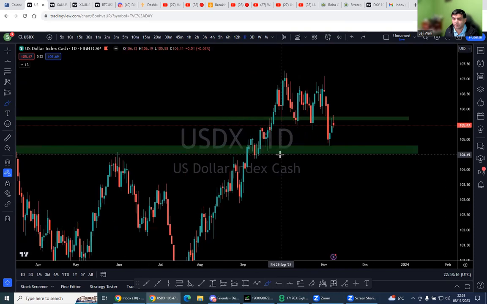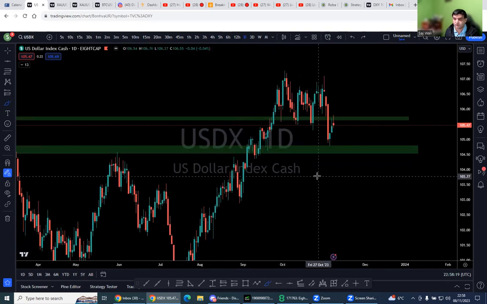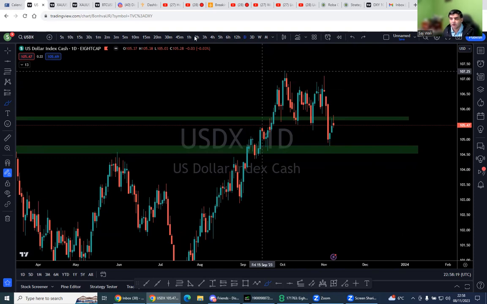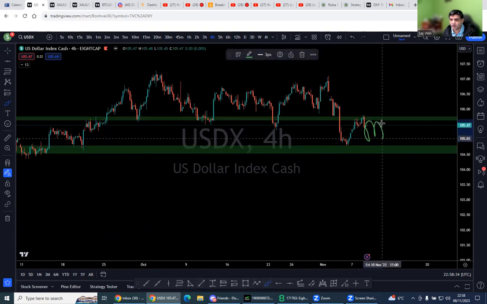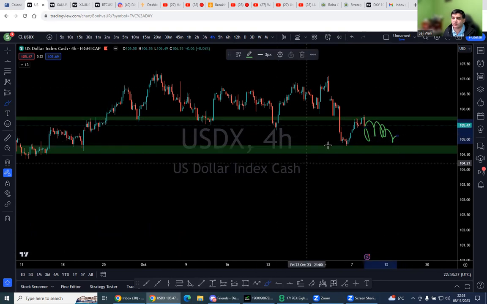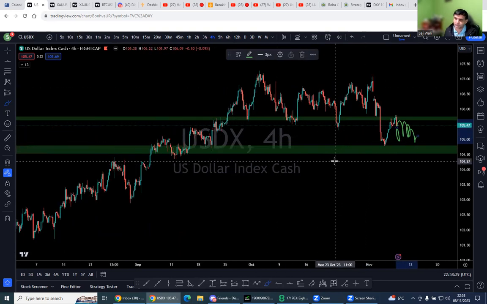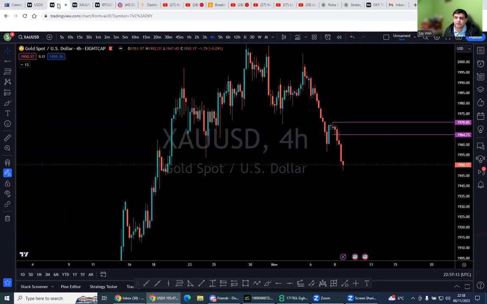Now, what we should expect. Going to the smaller time frame, 4 hours, strong rejection from here. It looks like the market will come down, or maybe it will range here before it makes the next move. And let's see what's happening in gold.